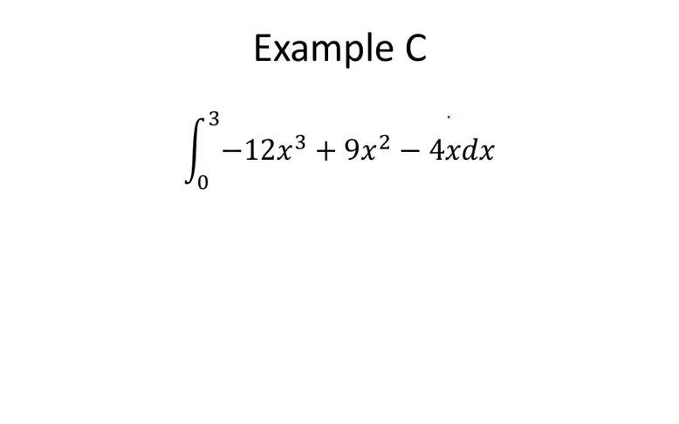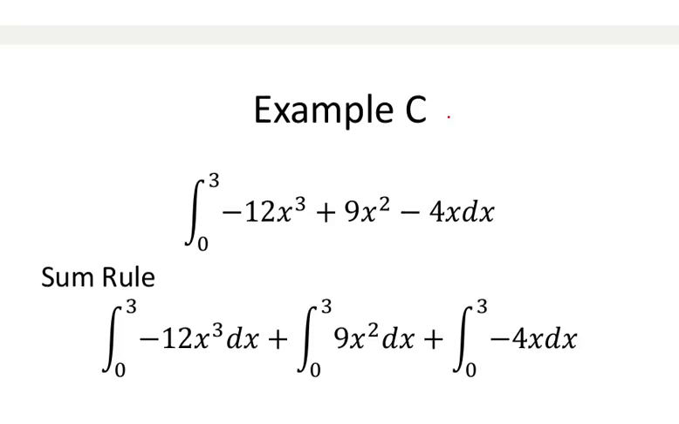Here's another example. The integral from 0 to 3 of negative 12x cubed minus 9x squared minus 4x. This is just like going backwards on a power rule derivative. Pause this and take a try at it.